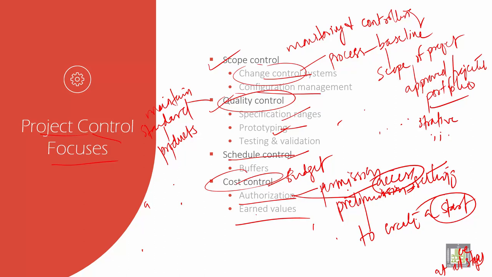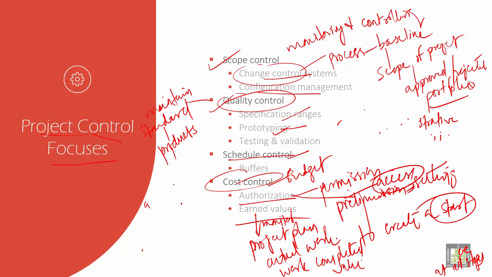Earned value is an approach where you monitor the project plan and actual work. It talks about how much work is completed in value, and also about budget and time, like how much you have spent so far. So this is earned value.